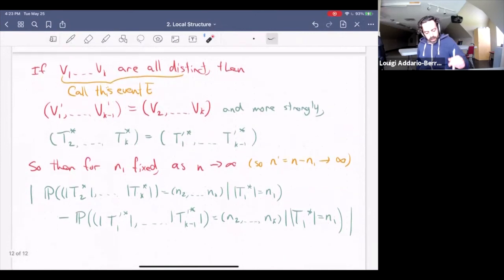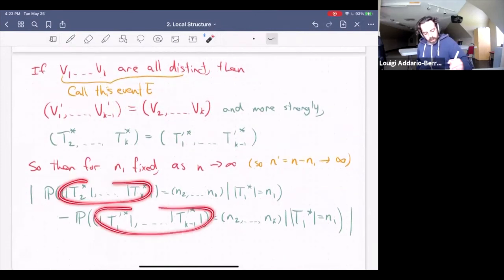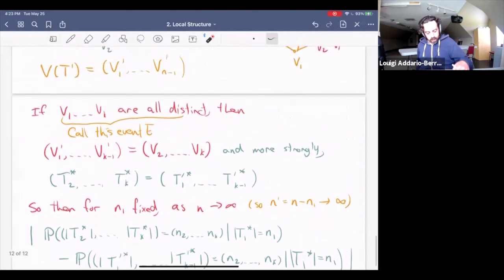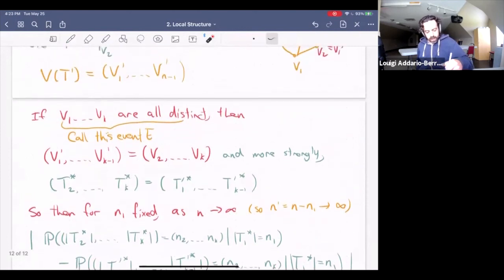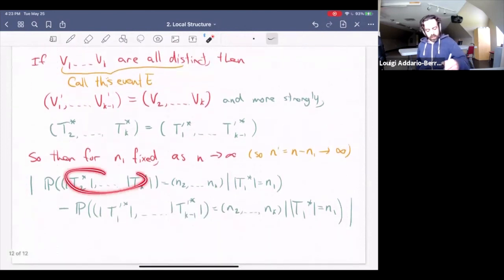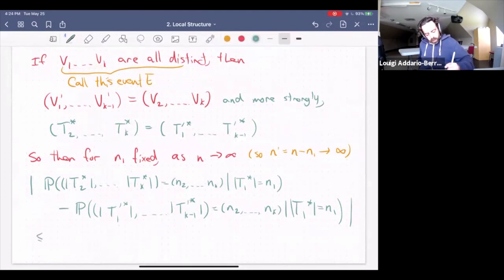Well, we said that these two vectors are the same unless this event E fails. So as long as V1 up to VK are all distinct, then these two vectors have the same value. And so the only way they can have different values is if there's a repetition among the first K terms. So the difference between these probabilities is at most the conditional probability that there's a repetition in those terms, given that that first tree had size N1.